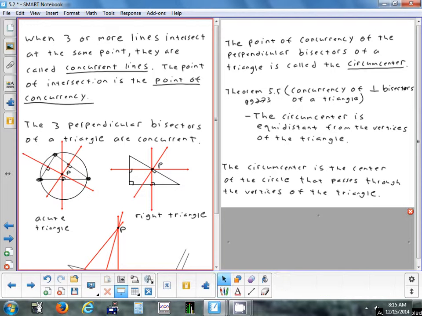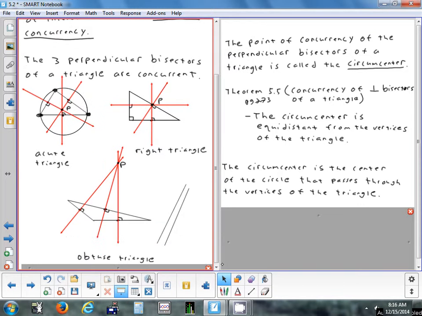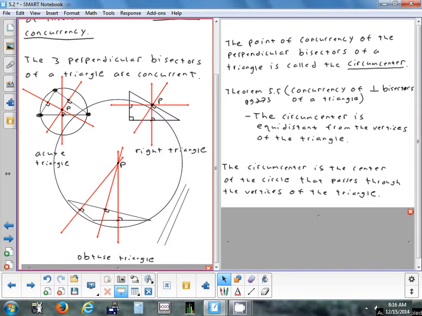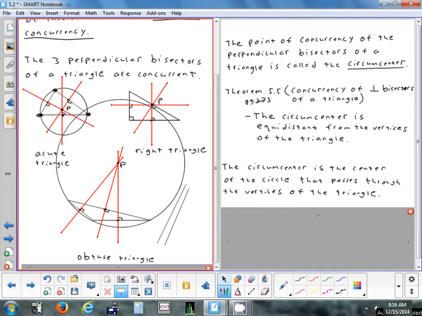Even for this obtuse triangle, that would work. It would end up being a very, very large circle. It's a little bit off, but let's see if we can position it. It's about as good as I can get it. But it goes through the 3 vertices of the triangle, and it's the center. Okay, any question on that?